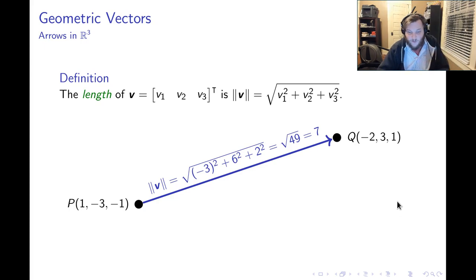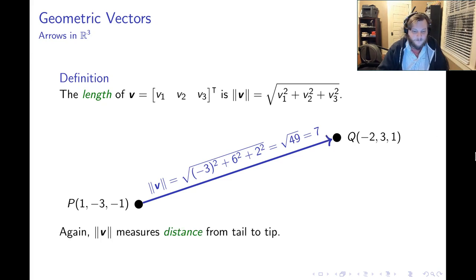So let's say that we were looking at our vector in 3 space. This is the same one from the previous slide where the coordinates were -3, 6, 2. If we wanted to find the length of that vector, we would take the square root of -3 squared, which is 9, plus 6 squared, which is 36, plus 2 squared, which is 4. And if I added everything correctly here, that should be the square root of 49. And I happen to remember that the square root of 49 is equal to 7. So we can simplify that here. So this vector that connects P to Q has length equal to 7. And again, the point here is that the length of a vector measures the distance from the tail to the tip.